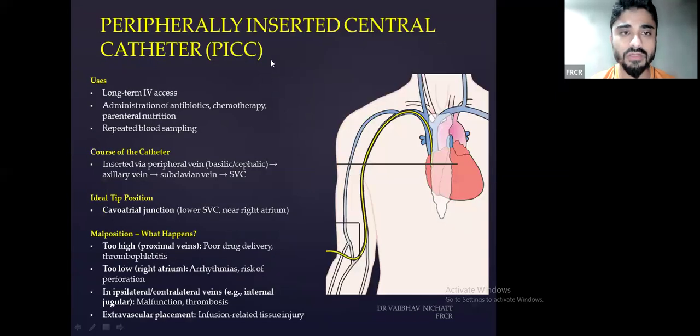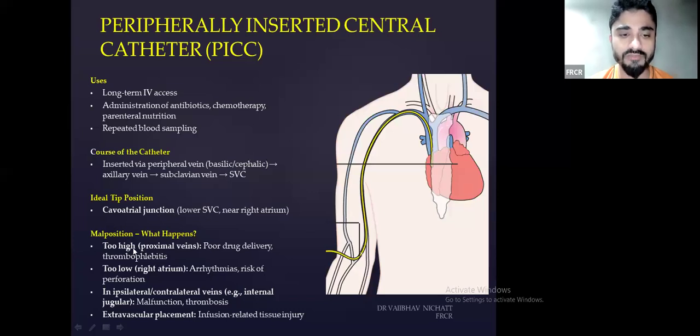Moving forward, there is the PICC line, the peripherally inserted central catheter. What are the uses? Long-term IV access, administration of antibiotics, chemotherapy, and also parenteral nutrition. Repeated blood sampling can also be taken from a PICC line. What is the course of the catheter? Usually it is inserted via a peripheral vein, either the basilic vein or cephalic vein. Ideally, the basilic vein is preferred. Then the catheter goes into the axillary vein, then the subclavian vein, and then into the SVC. The ideal tip position is at the cavo-atrial junction, like we have discussed.